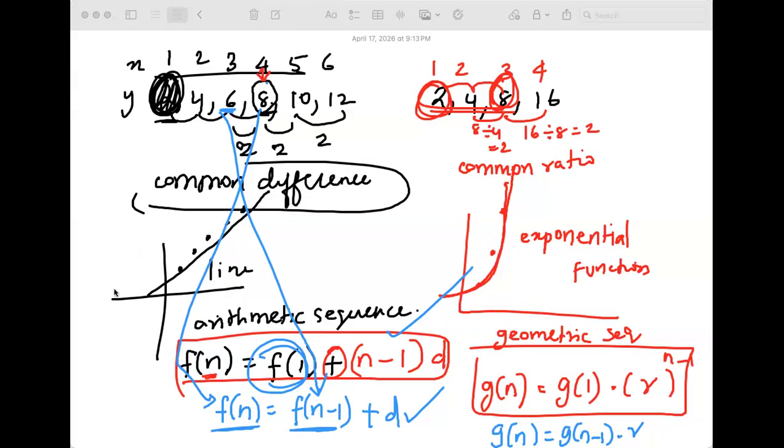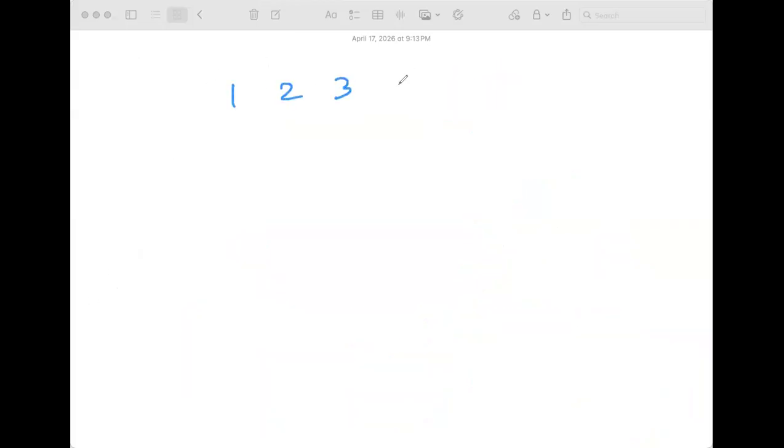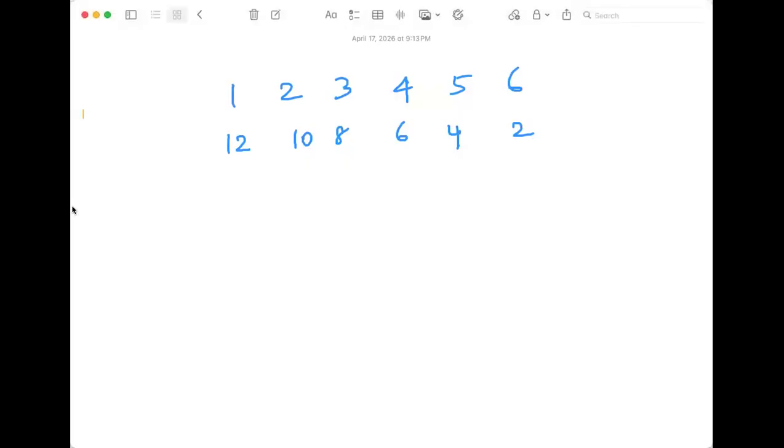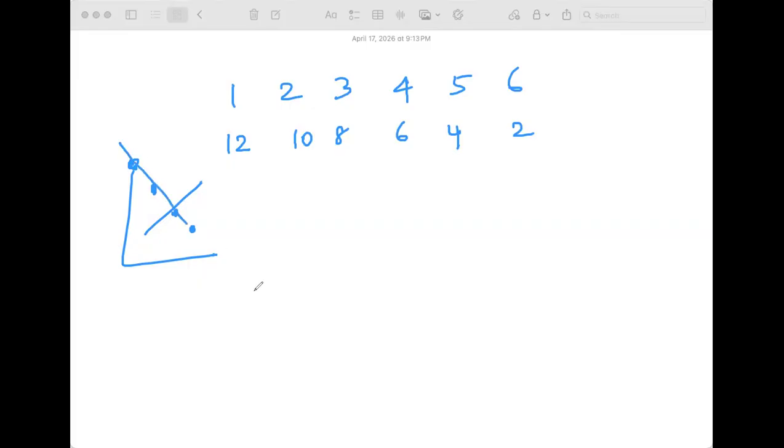Another thing I want to tell you is, what type of a sequence is this? 1, 2, 3, 4, 5, 6, 12, 10, 8, 6, 4, 2. What type of a sequence is this? Arithmetic. How would the line be for this one? That was an increasing line last time when we drew. This one, 1 comma 12, 2 comma 10, 3 comma 8, 4 comma 6. It will be a line going down. You got it? Decreasing sequence, right?